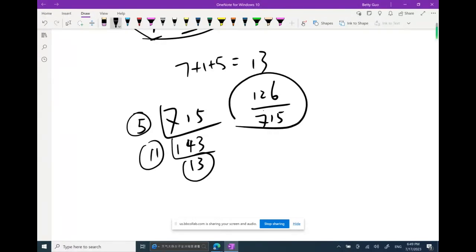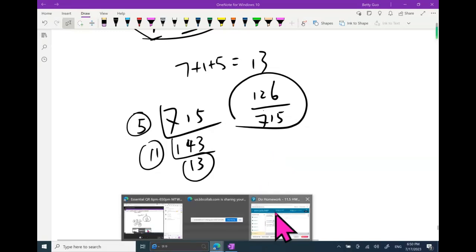It's already simplified. Let me double check with the calculator: 126 divided by 715, go to math, fraction. Yeah, it's already simplified. I would say the calculator is good, but it does not completely solve your problem. You have to know some algebra that helps you determine whether the fraction is simplified or not. So it's already simplified.